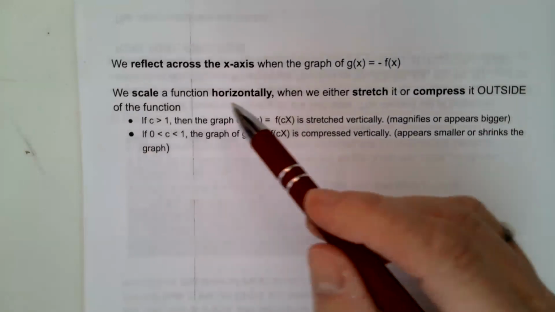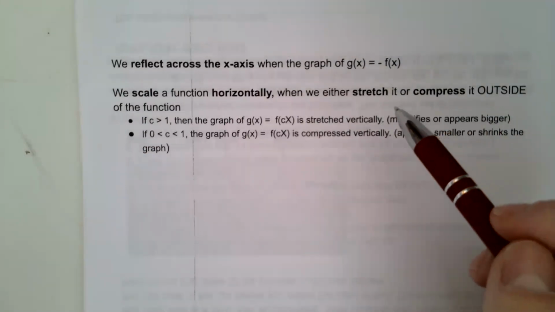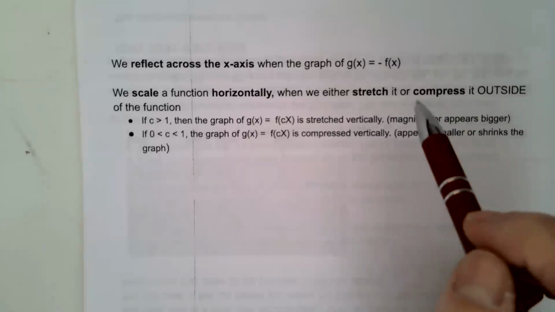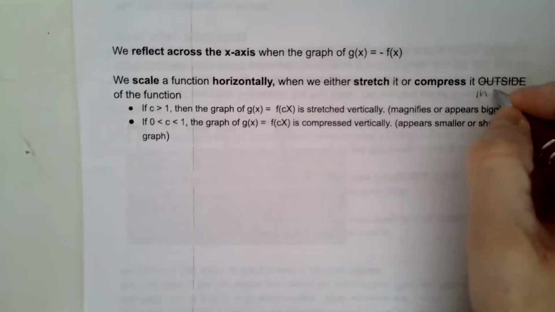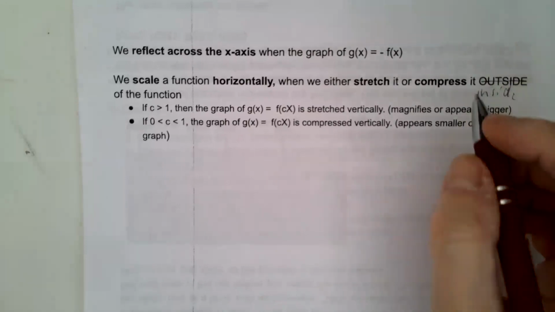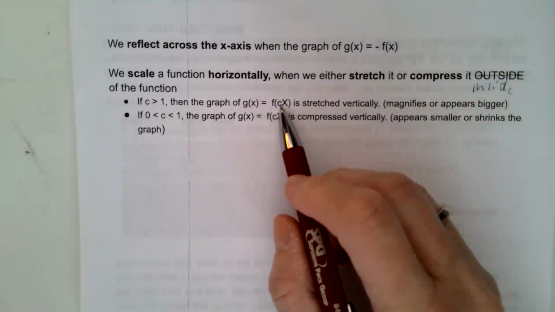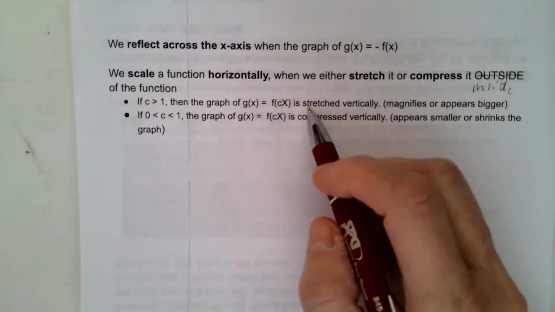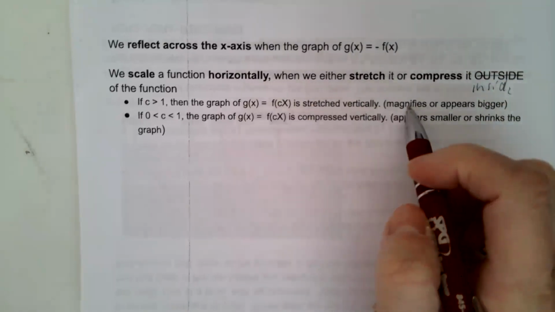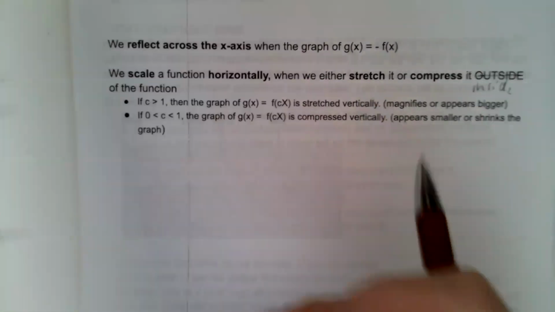So it says we scale a function horizontally when we either stretch or compress it. I'm sorry, we're compressing it inside the function. And that is when we're multiplying it here by the inside. And then if c is bigger than 1, it's stretched. It's getting magnified. And here, if it's multiplied by x.